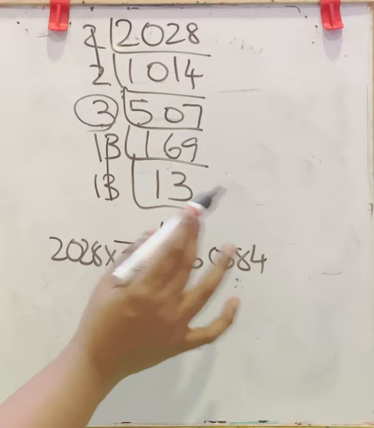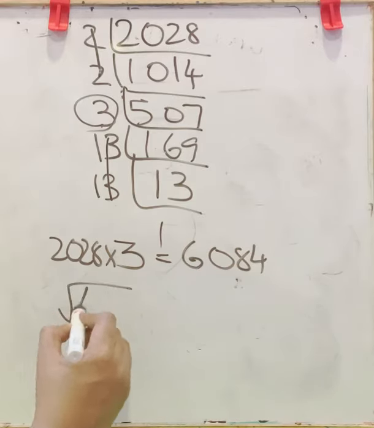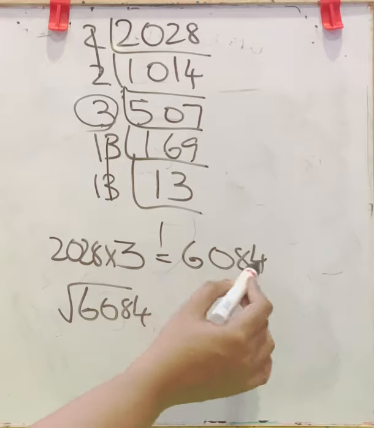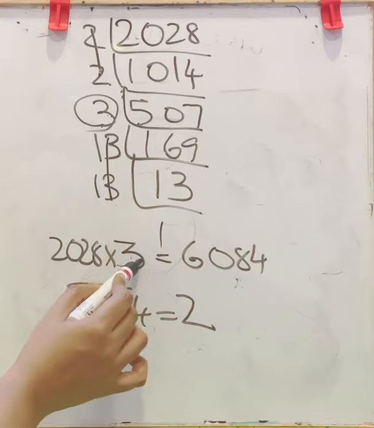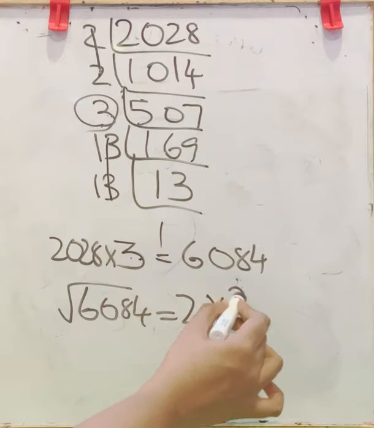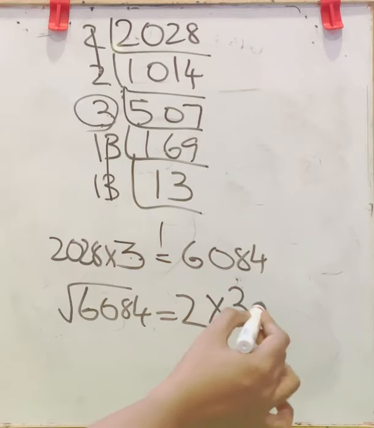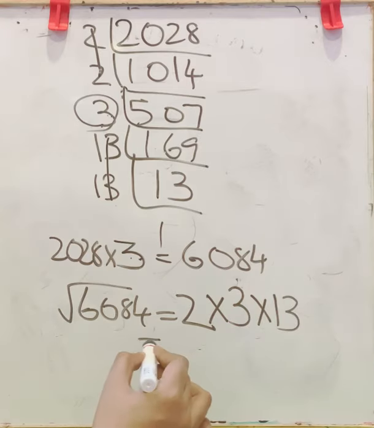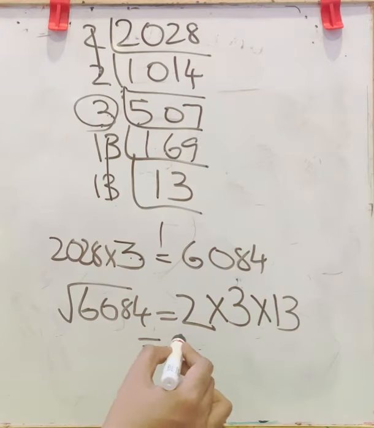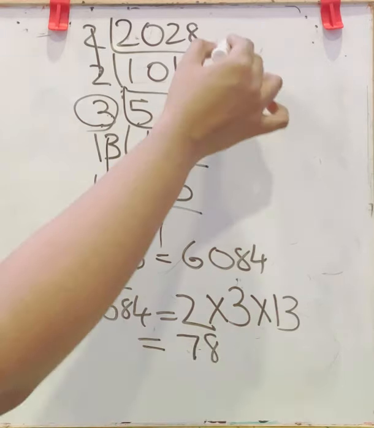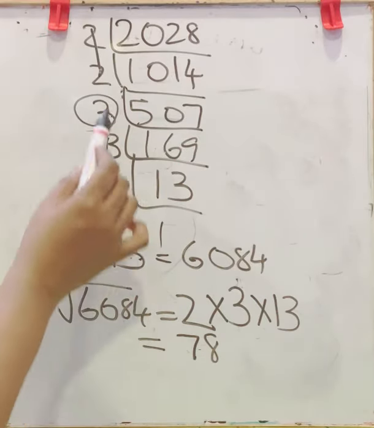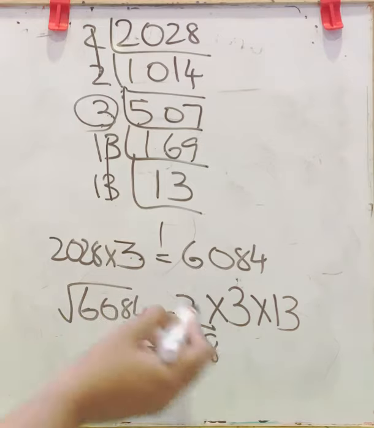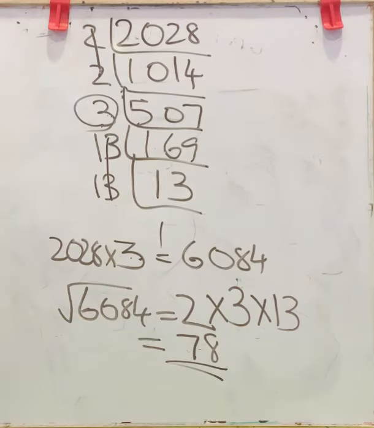Now it has a pair of 3. So the square root of 6084, that is a perfect square number. There will be 2 and the missing 3. We multiplied a 3 with it. So 3 is also having a pair now. And now 13 is there. So 2 into 3 into 13 is 78. If you want to find it by factorization, you can do it. Or you can directly calculate it like this. 78 is the square root of 6084.